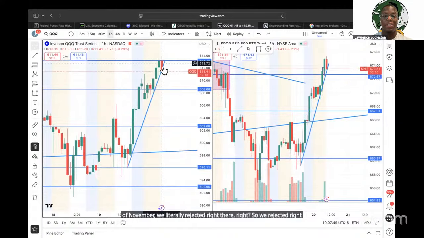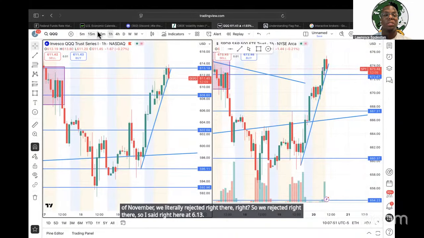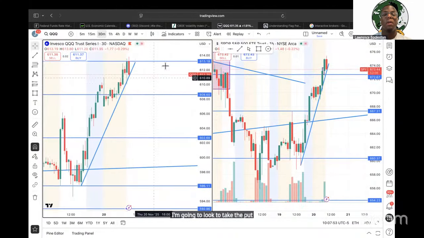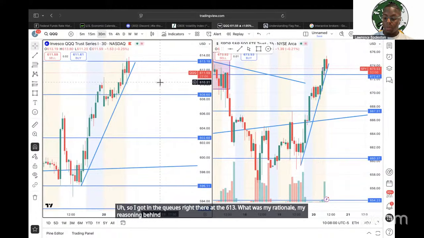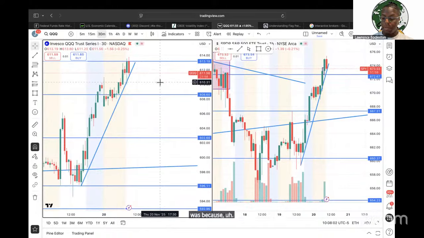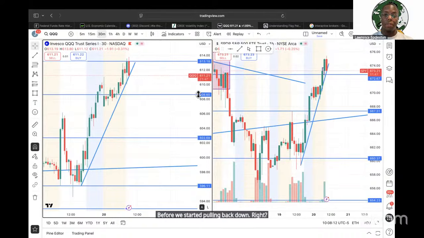So I said right here at 613, I'm going to look to take the puts on the Qs. So I got in the Qs right there at the 613. What was my rationale? My reasoning behind it was because one, I believe that the market is overrun for the day. Two, that was the same point that we rejected at last time before we started pulling back down, right? So that's the main reason as to why.